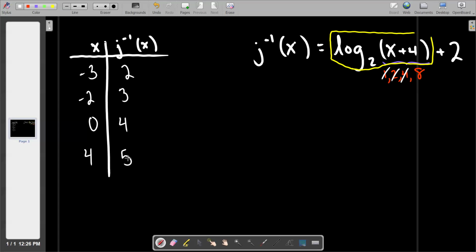And just to find one more, let's make the argument of the log be 16. What would x have to be for that? 12. So if x is 12, 12 plus 4 is 16. What's log base 2 of 16? 4, and 4 plus 2 is 6. That should be enough to say, yeah, we're looking really good. The only ones that aren't there are the fractions, and those will take care of themselves as we go. Okay.